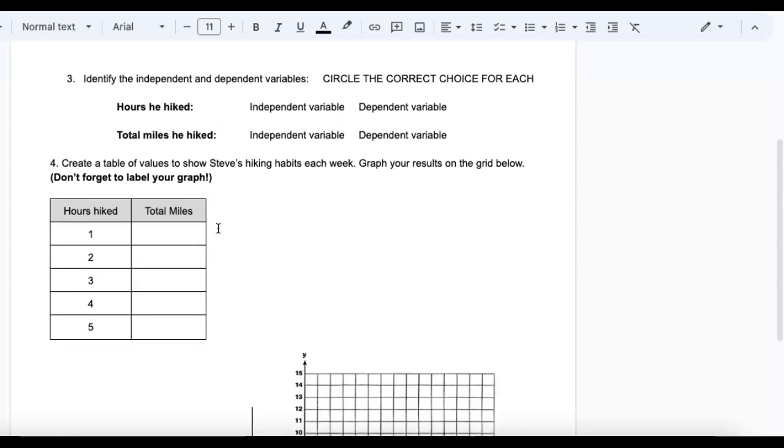Then you're going to identify the independent and dependent variables. Right? Are the hours independent or dependent? Are the total miles independent or dependent? Circle which one you think it is. So if you think hours he hiked is independent, you're going to circle this independent. Obviously, they can't be the same thing. One is going to be independent, one is going to be dependent.